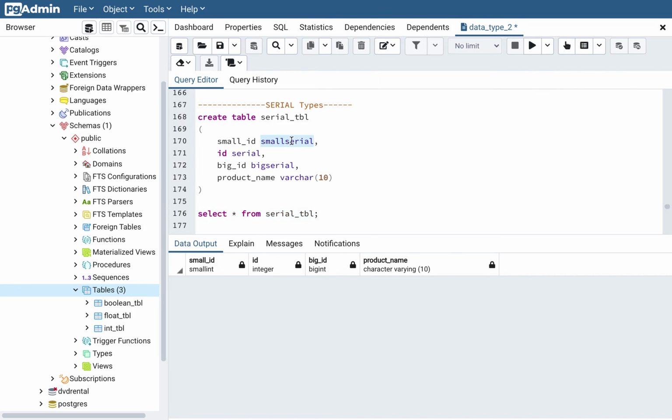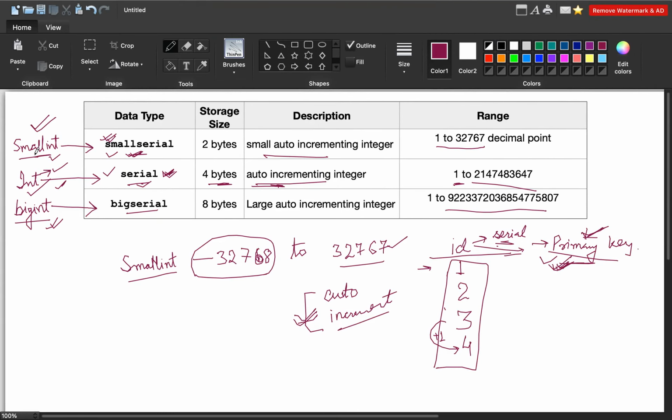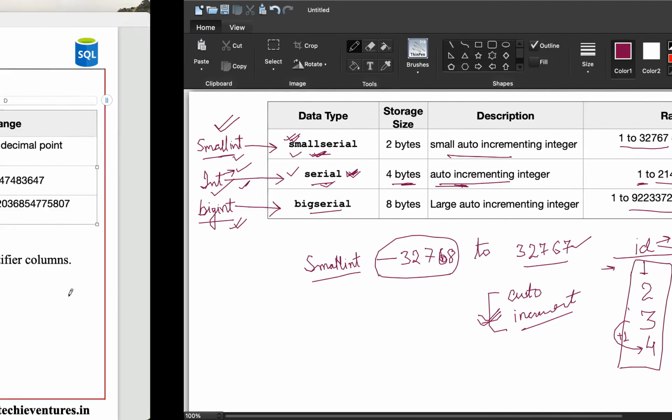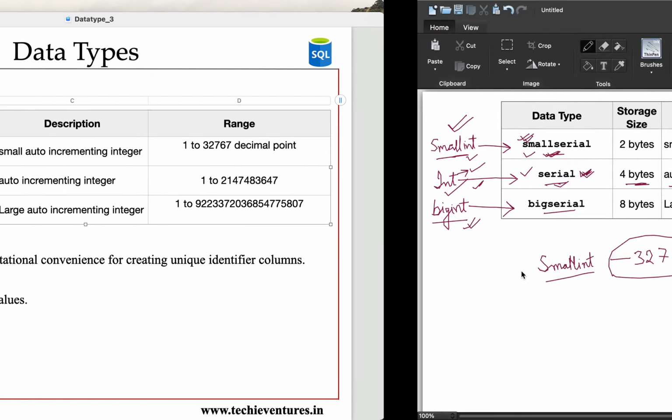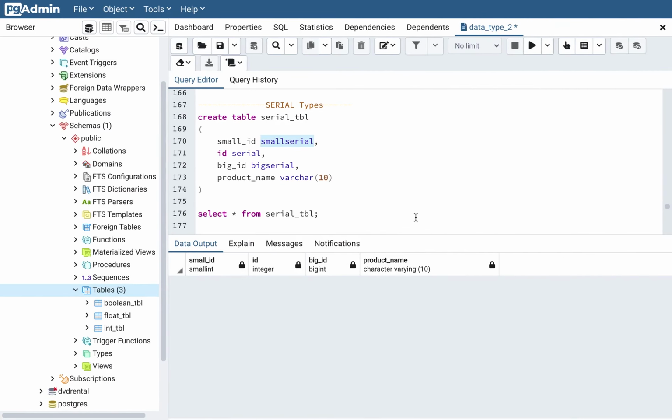You see here small serial, as I told you, small serial corresponds to small int, serial corresponds to int, and big serial corresponds to big int. That is why I have mentioned it is not a true data type but a notational convenience for creating unique identifier columns. Though I have written unique identifier columns, this is not true in all scenarios. We will see in what scenarios it may not have unique values, right?